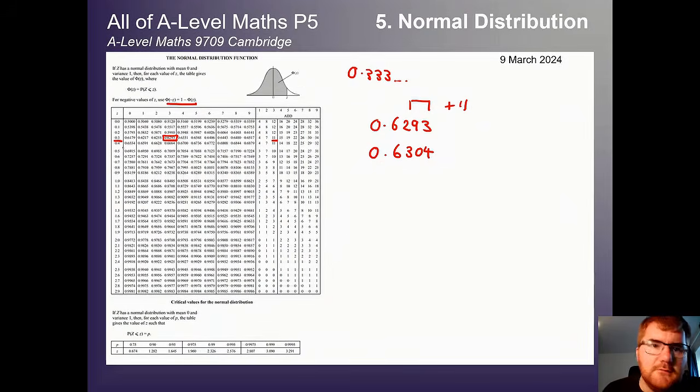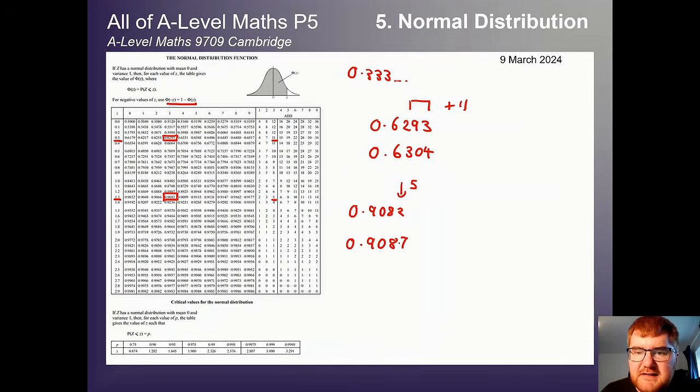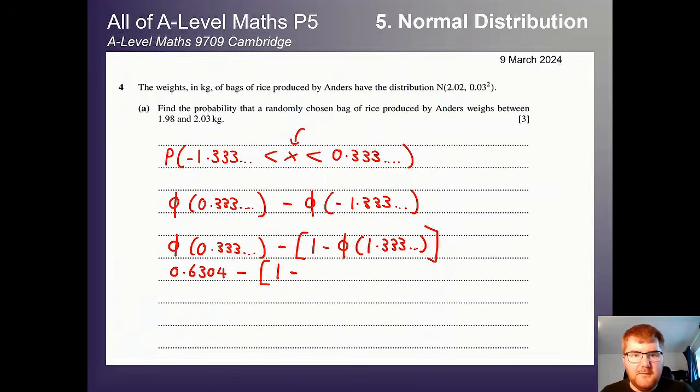So we go to our chart here, we have 1.3, we're looking for 3 again, and then we want 3 here. So we have 0.9082. Always look at this number here first, and we're adding on 5 to the last digit, so that gives us 0.9087. So we pop this in over here.